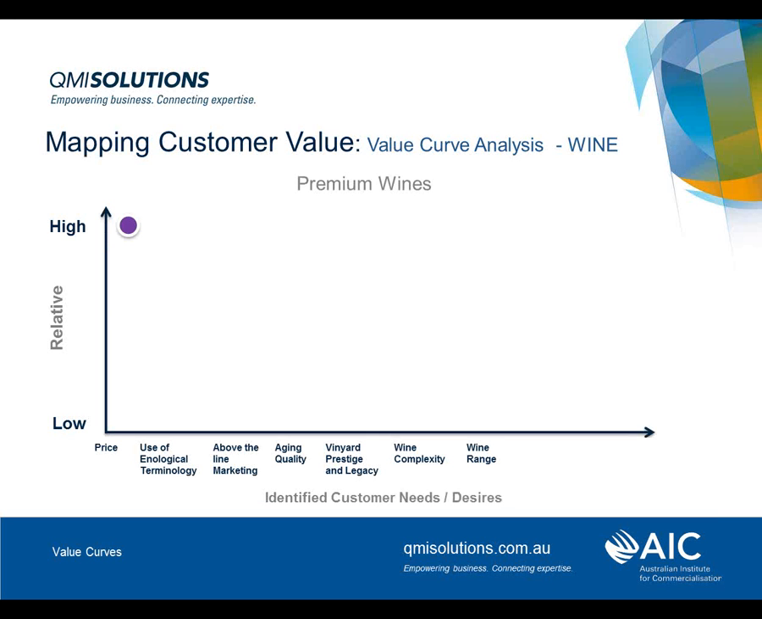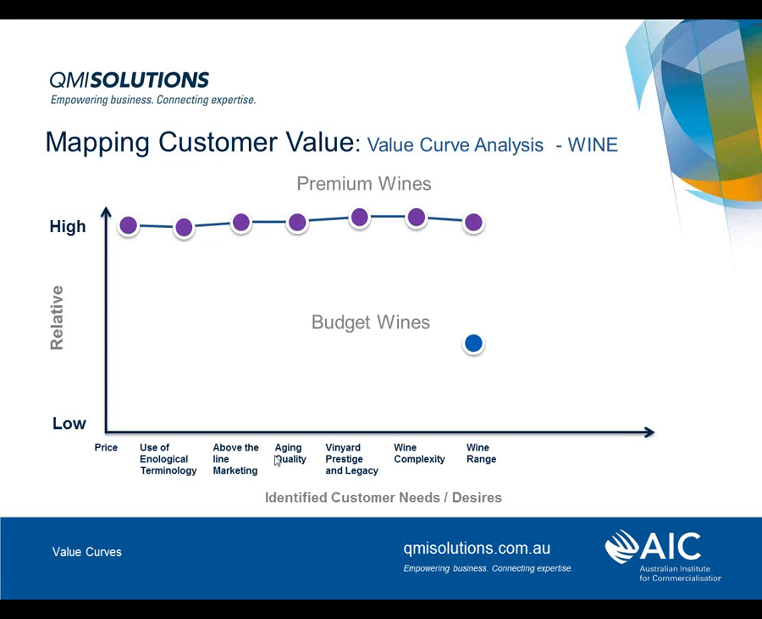So their value curve, how did they go about this? In the States, as I mentioned, there were premium wines, which had high prices. They used wine terminology, using a lot of wine jargon, and they used very overt marketing, such as glossy magazines and all those sorts of things, spending a lot of money on marketing to create the prestige value. Aging quality, vineyard prestige was all important to them. Wine complexity and the wine range. This is how they sold it. This is how they commanded their high prices.